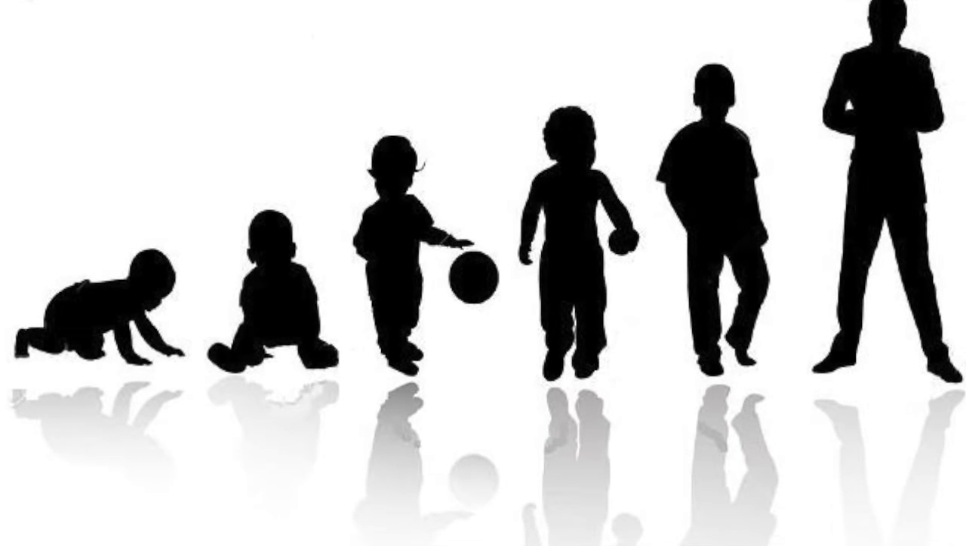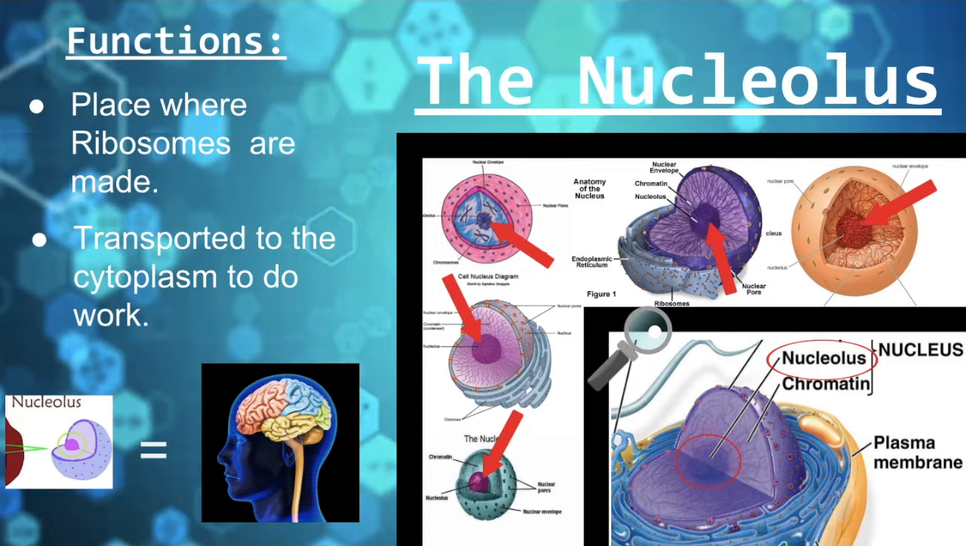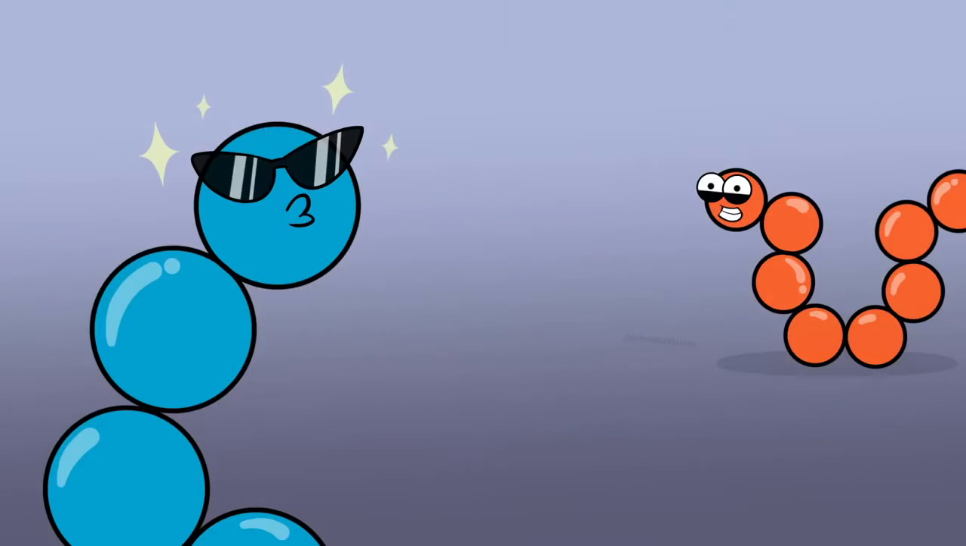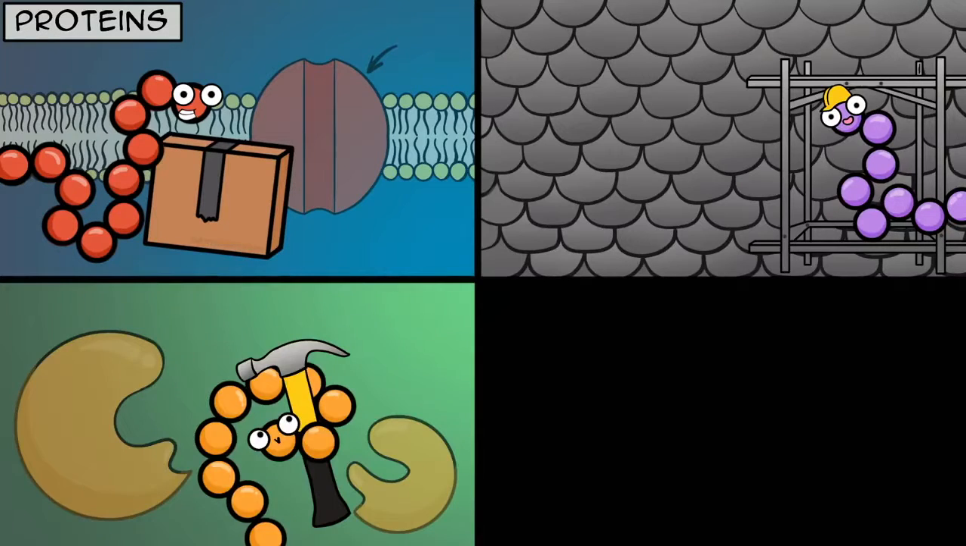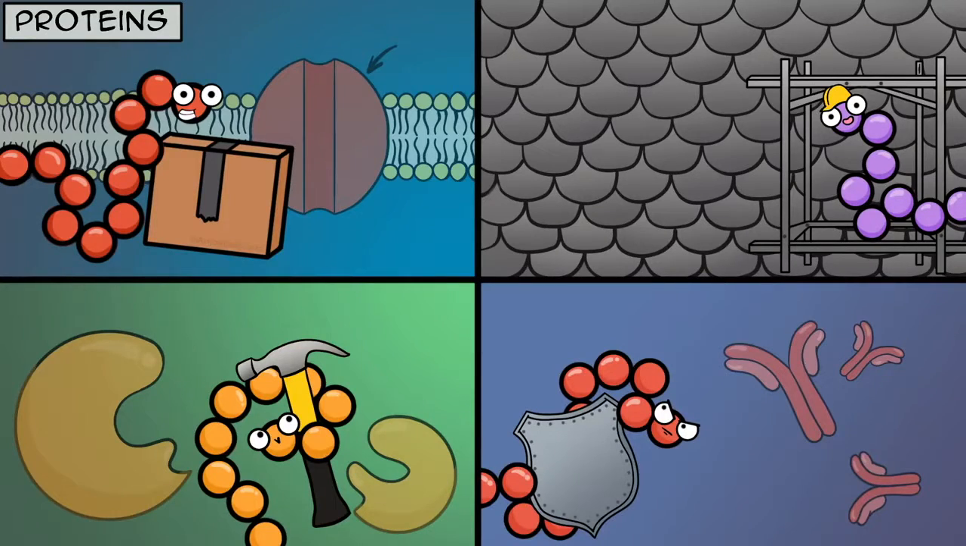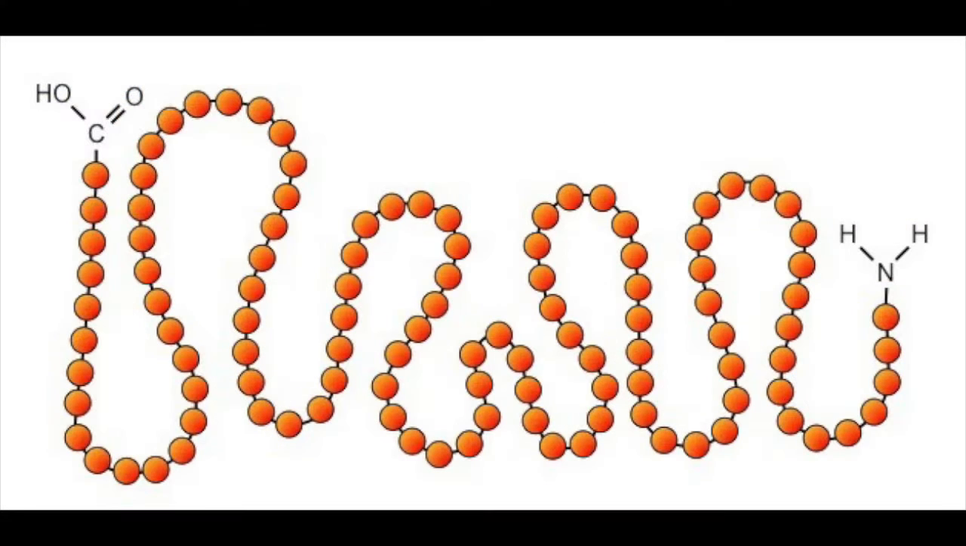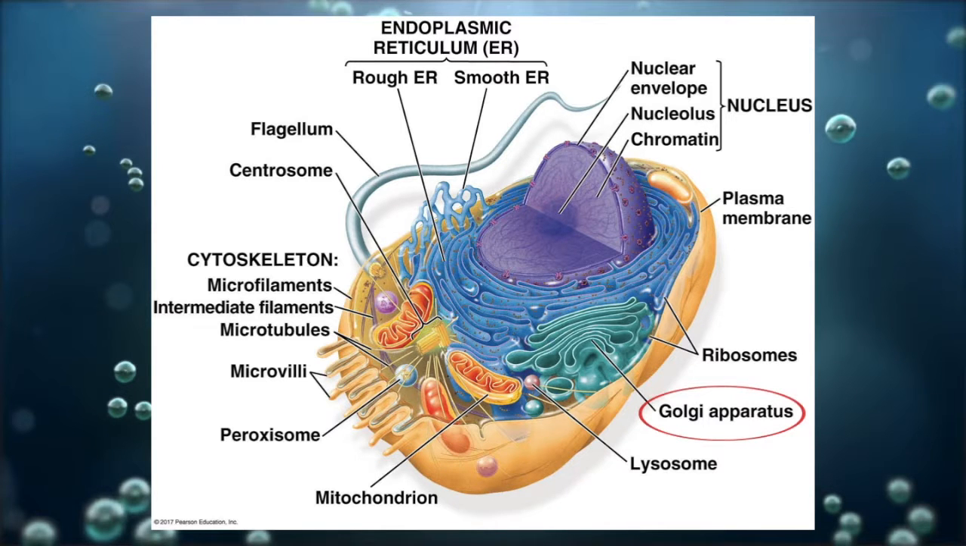And as I mentioned before, the nucleolus is made out of protein. And there's so much more. Proteins are kind of a big deal. They do all kinds of things. Proteins are involved in transport, in structure, in acting as enzymes that make all kinds of materials, in protecting the body, and so much more. Proteins are basically required for every function in the human body. Yeah, they're pretty important. Next is the Golgi apparatus.